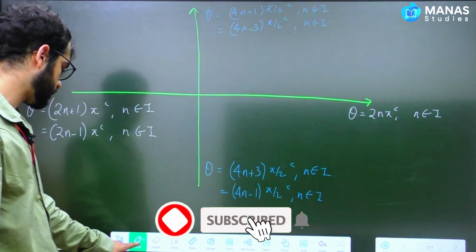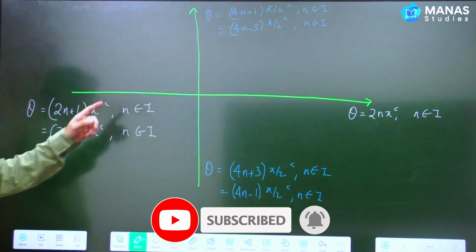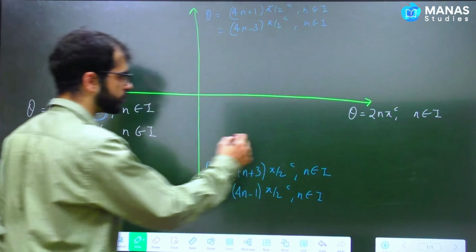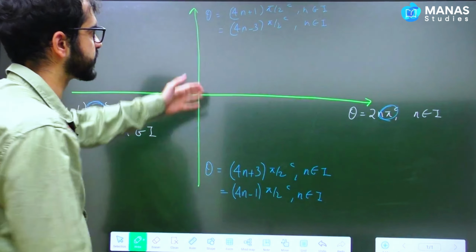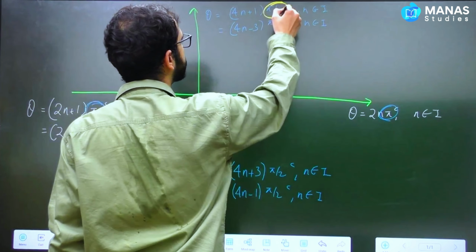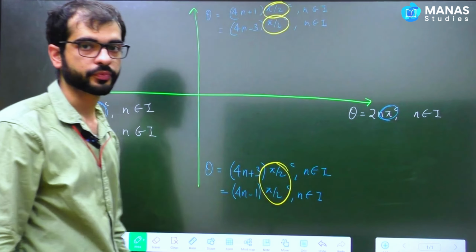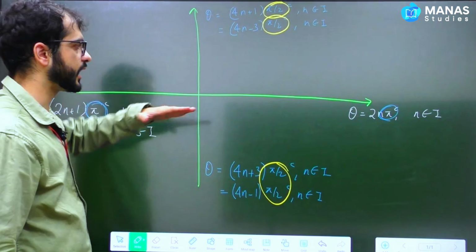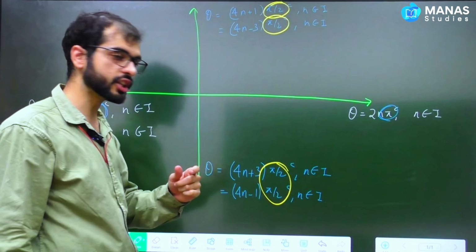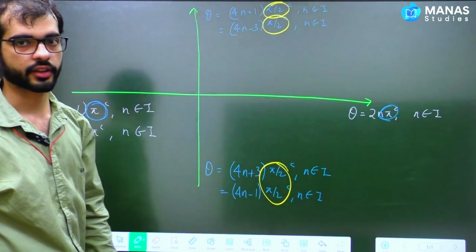The important thing to note over here is that if we are referring to the horizontal axis, then we get multiples of pi. If I am referring to the vertical axis, then what do we get? Multiples of pi by 2. For vertical axis, we have multiples of pi by 2. So if you ever see a multiple of pi, then it will lie on the horizontal axis. If you see a multiple of pi by 2, then it will lie on the vertical axis. I hope that was clear.